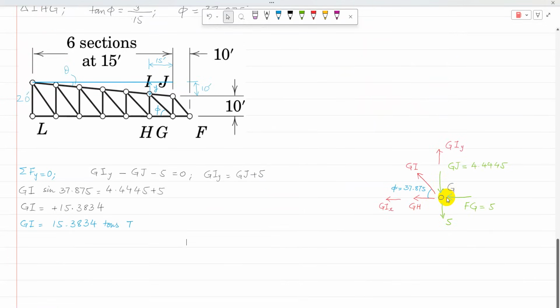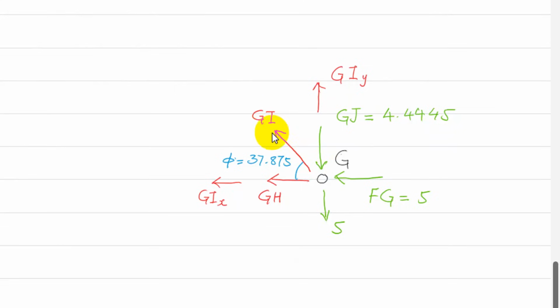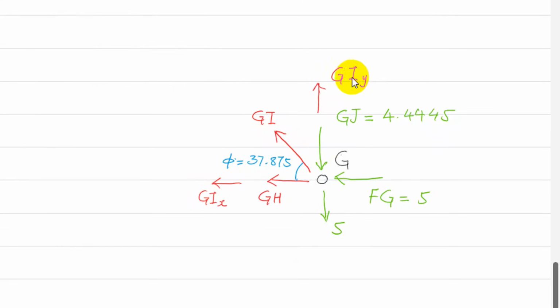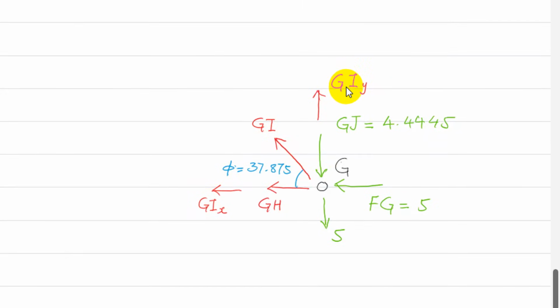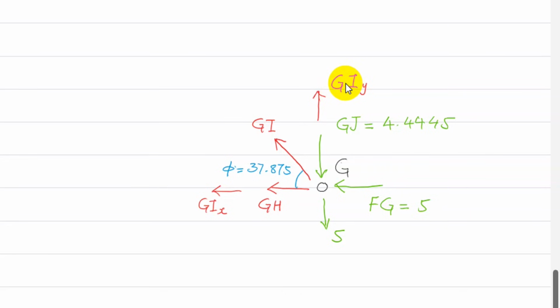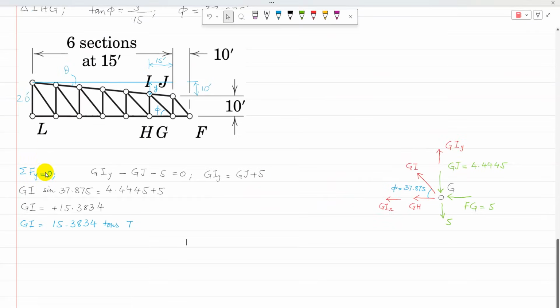So now at joint G, its component GI is resolved into components GIX and GIY. So there is only one unknown in the vertical direction, GIY. So then I can apply sigma Fy equal to 0. So sigma Fy equal to 0 is GIY, then GJ negative, then 5 ton negative. So then GIY minus GJ minus 5 is equal to 0. So GIY is GJ plus 5.